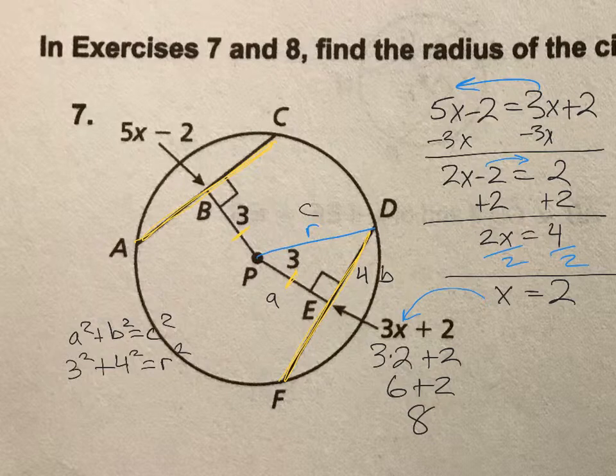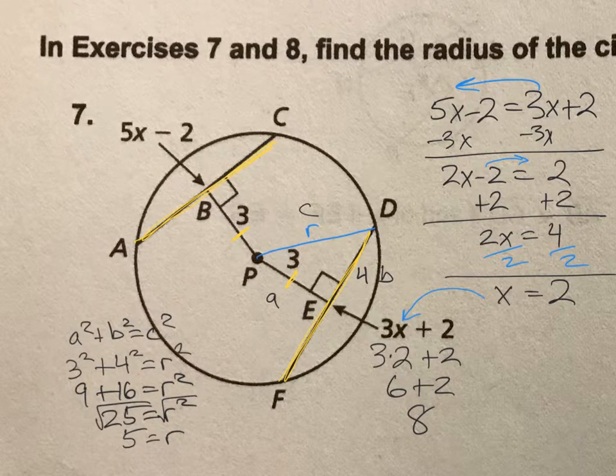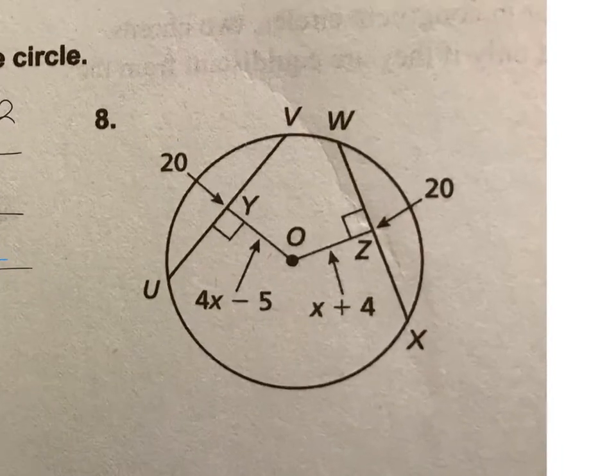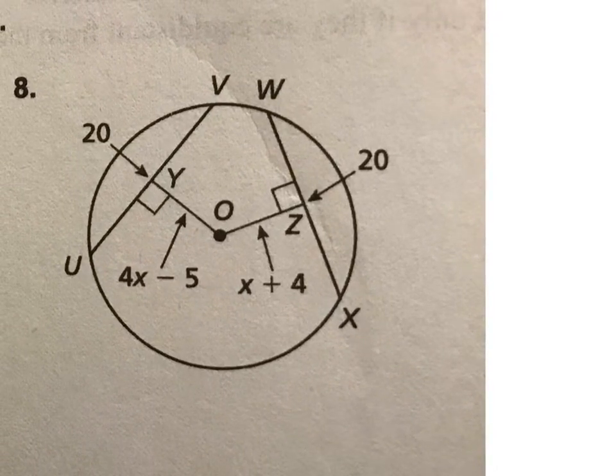Jody, what'd you get? 9 plus 16 equals R squared. 25 equals R squared, and you all learned to take the square root to get rid of a square. So the radius is 5. You had to do all that work just to find the radius. So guess what? Everybody do number 8. Let's see if you can get it right. It's a little bit different, but you do the exact same type of thing that we've been doing.